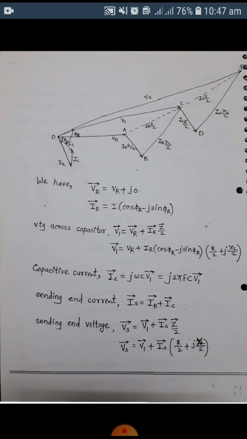Now in this way we can find all the parameters of the line, and once we know all the parameters of the medium transmission line, we can easily find out the performance of the line, that is, we can find out the line losses, we can find out the voltage regulation of the line, and also we can find out the transmission efficiency of the line. This is all about the nominal T method.